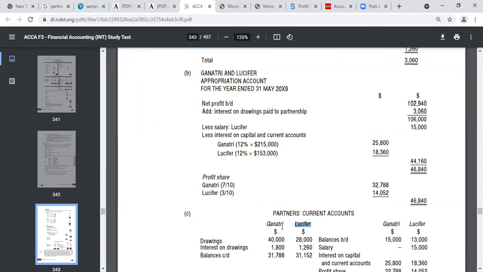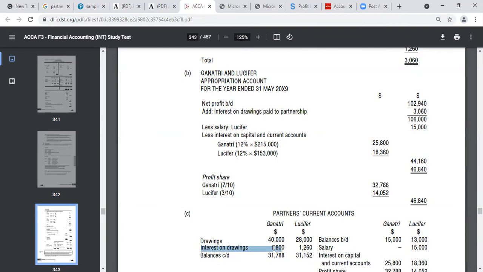Okay, that is the debit side. And the same thing you also do for the credit side: have the detail, have the column for partner A, and also the column for partner B. As you can see, as we added our interest on drawings here, we brought our interest on drawings to the debit side.